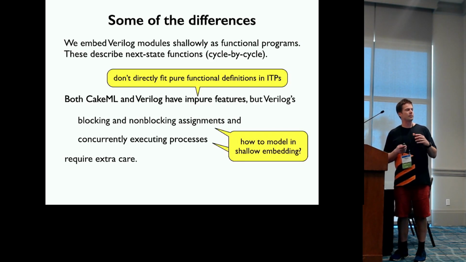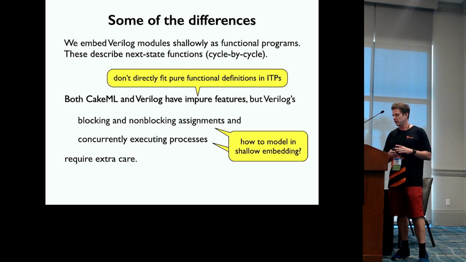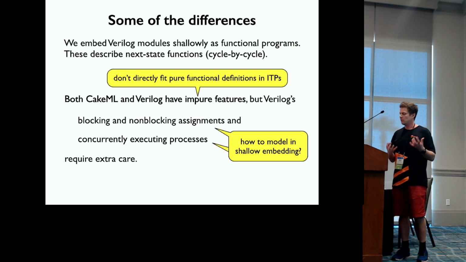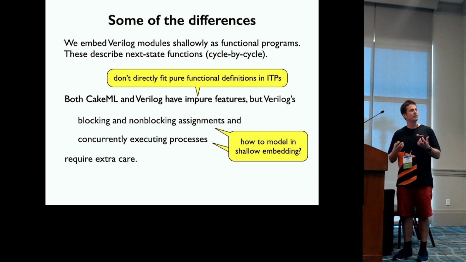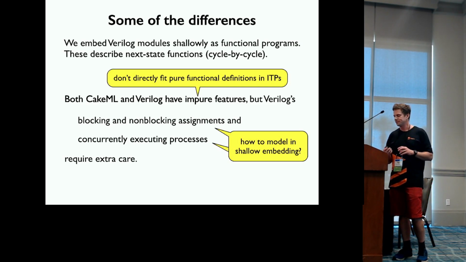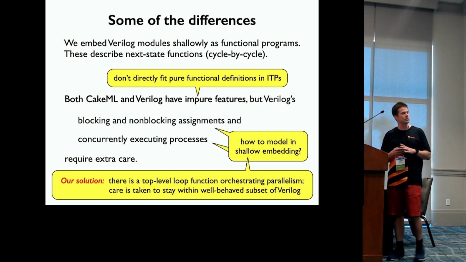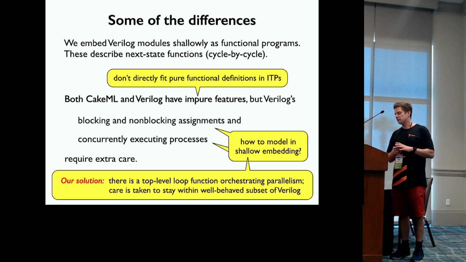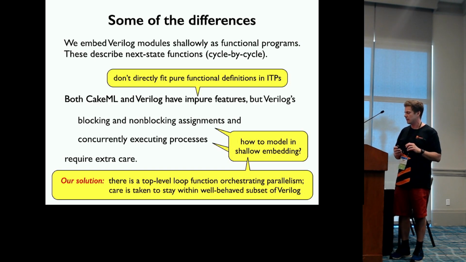And particularly, one interesting thing that he had to tackle is how to model these in a shallow embedding, where in an interactive theorem prover, everything should be purely functional, or you can use relations too, but he chose functional. So his solution was to add a top-level loop for orchestrating the parallelism, and then took care, both with syntactic conditions and also with a bit of proof, to make sure that he stayed in the well-defined, well-behaved subset of Verilog, in particular with this parallelism.